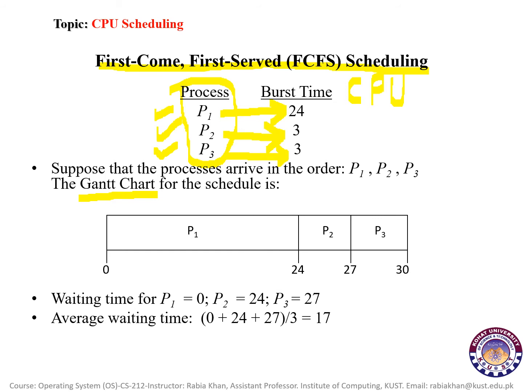Keep in mind, whenever the CPU starts its execution, its time is always counted from 0. Now below this chart, these numbers represent the total time taken by the CPU. These numbers, 0, 24, 27 and 30, show the total time taken by the CPU to complete these 3 processes, while the bars above represent the different processes to be executed on the CPU.